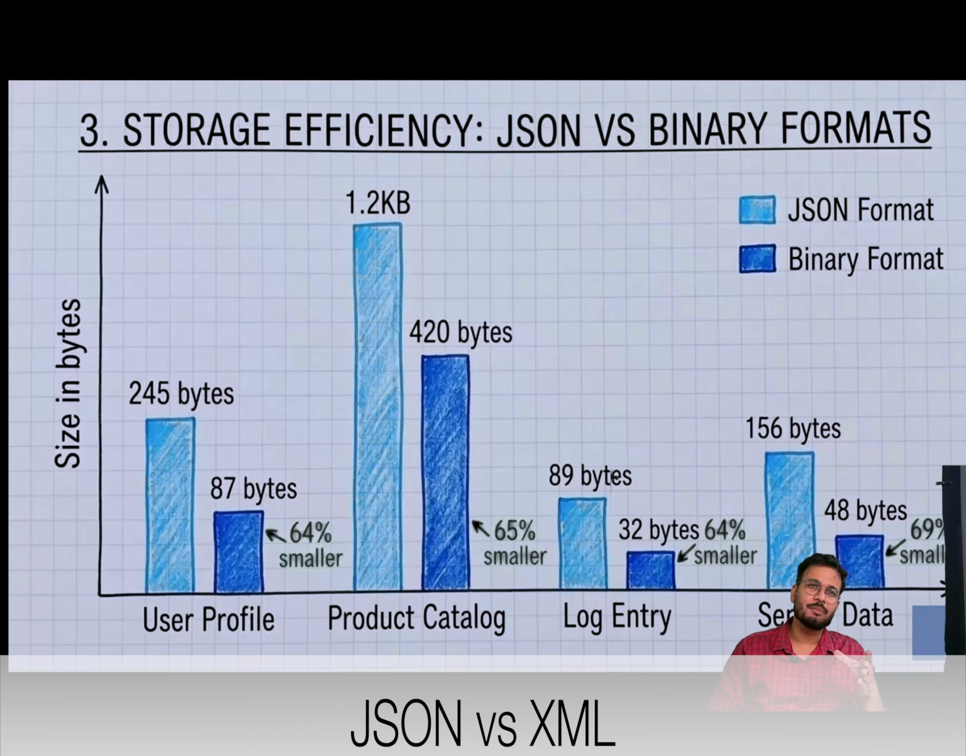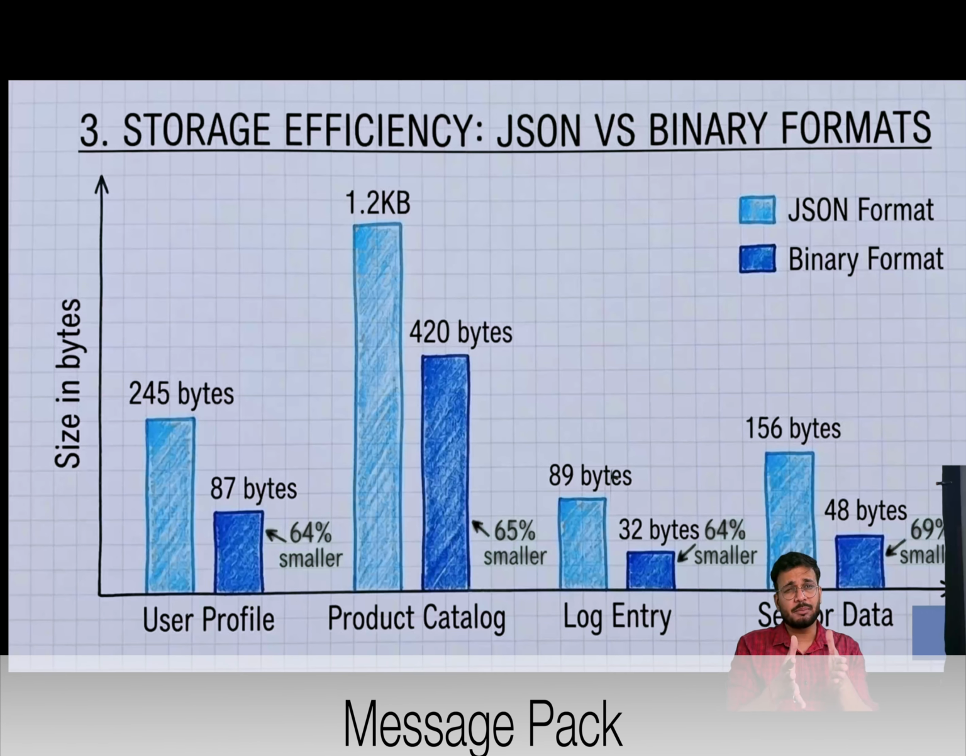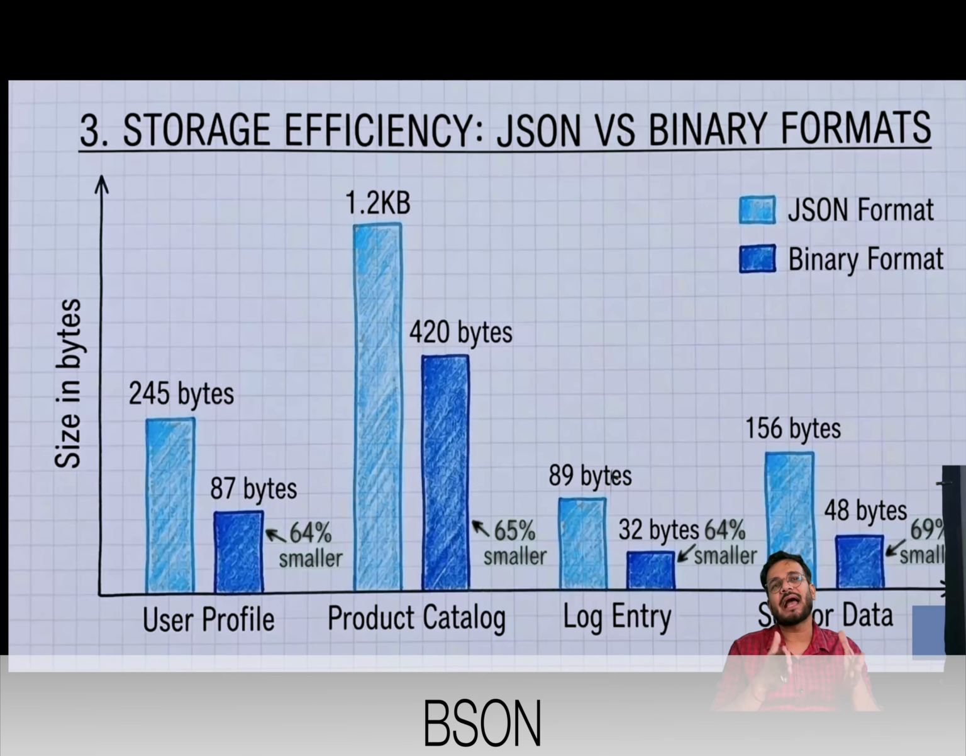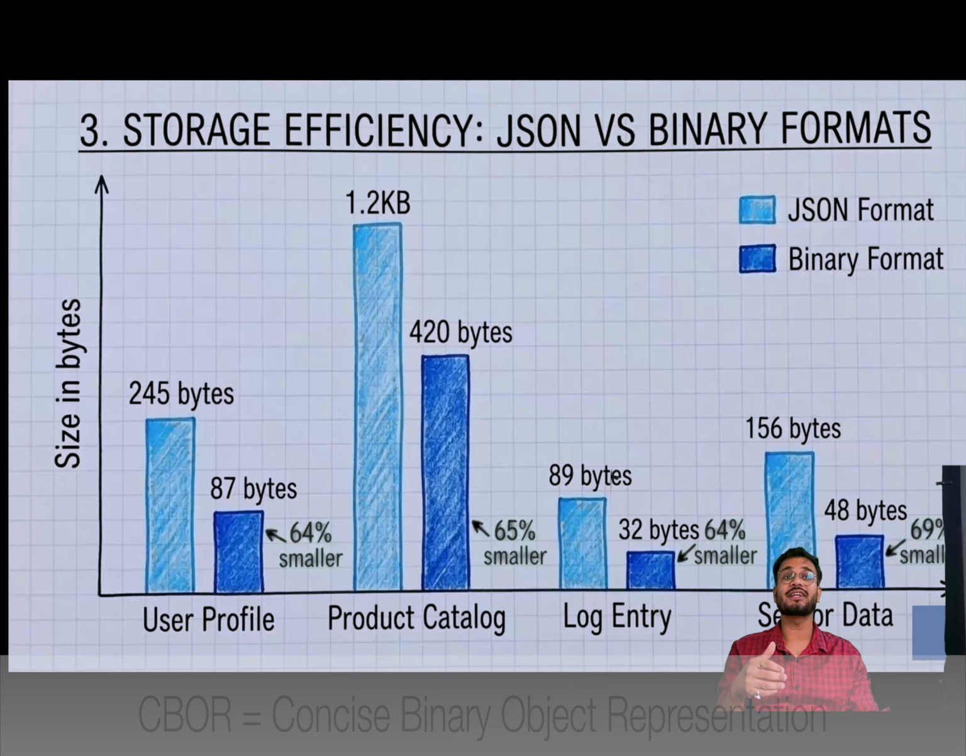Then enter the binary variants, which are much more compact and much faster. The first one we can talk about is MessagePack. It is JSON but binary. Same structure but 50% smaller. BSON, that is binary JSON used by MongoDB. It adds type info. CBOR, Concise Binary Object Representation, is smaller than MessagePack.